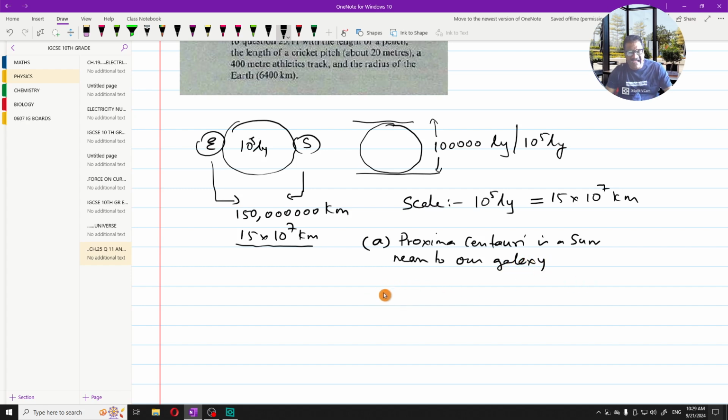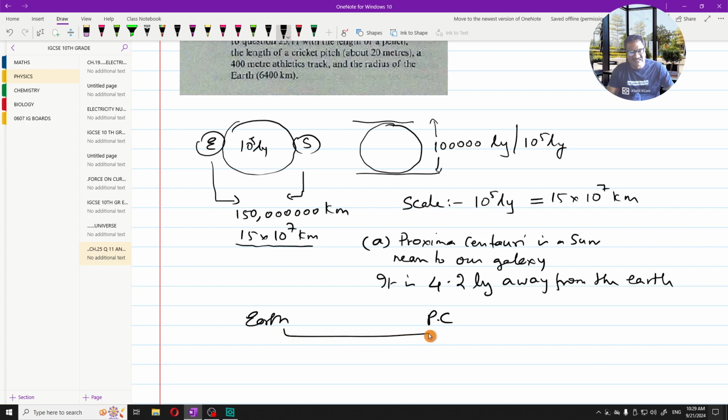It is 4.2 light years away from the earth, or you can say from our solar system, right? So the actual distance from the earth to this Proxima Centauri, I'll write PC for Proxima Centauri. This distance is 4.2 light years.